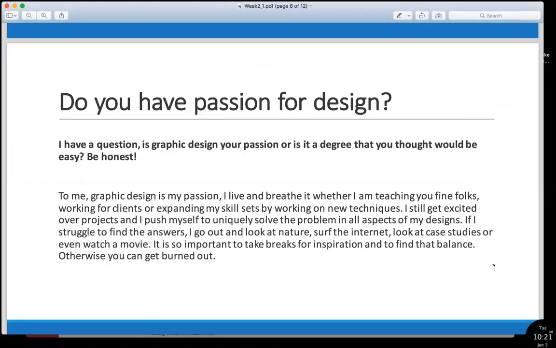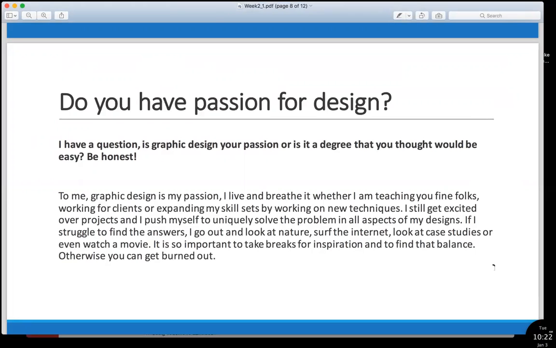To me, graphic design is my passion. I live and breathe it, whether I'm teaching you fine folks, working for clients, or expanding my skill sets by working on new techniques. I still get excited over projects, and I push myself to uniquely solve the problem in all aspects of design. I also find myself constantly looking at other people's work, looking at tutorials, learning new tricks in the programs, playing around with new styles or new trends that are coming out in design.